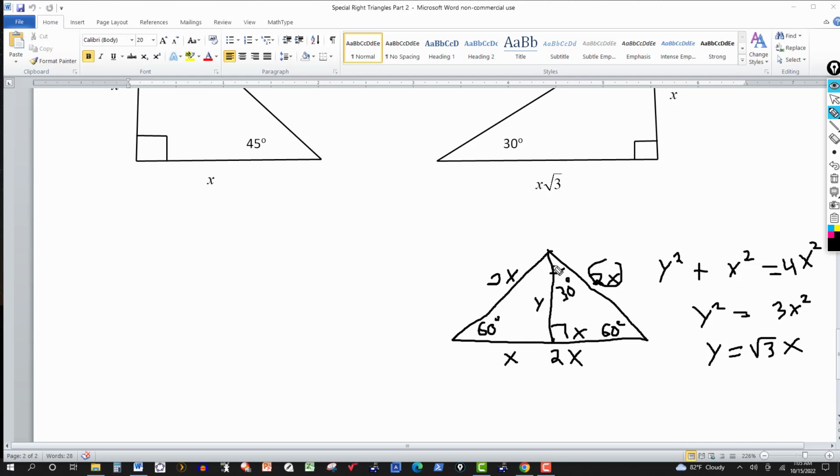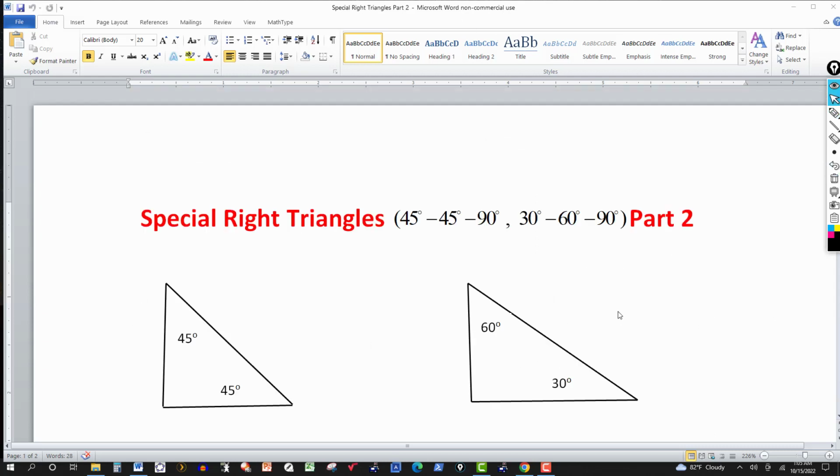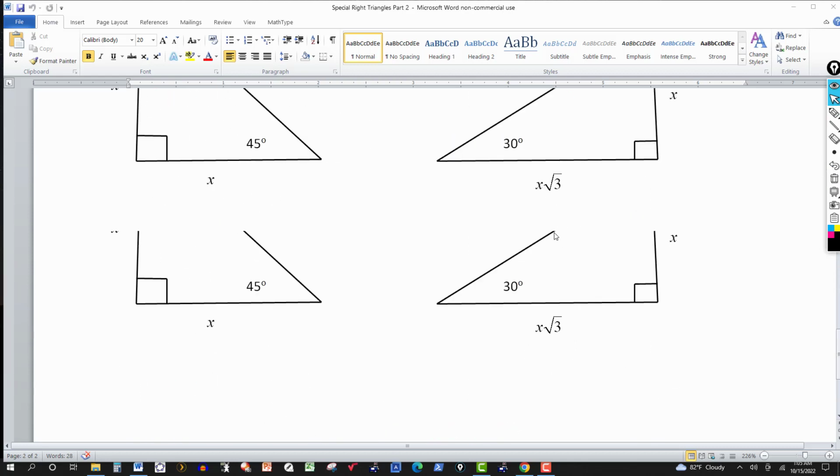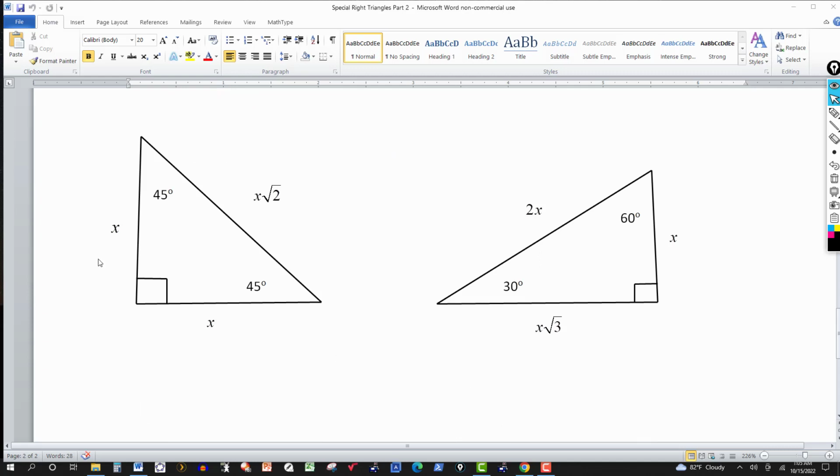So I get this triangle right here. So this tells me that the side opposite the 30 degrees is x, right there. The side opposite the 60 degrees is y, which is square root of 3 times x. And of course the hypotenuse is 2x. Okay, so that's how I derived, or you can derive, these formulas. Well, not these, but this one right here. Okay, so we did the 45-45 last time, and I reviewed it right now.